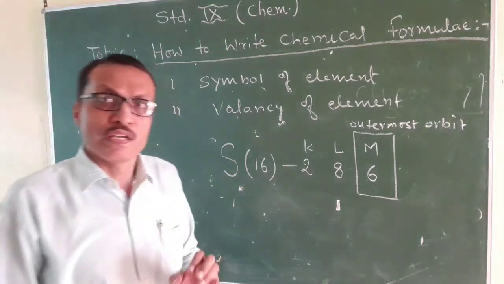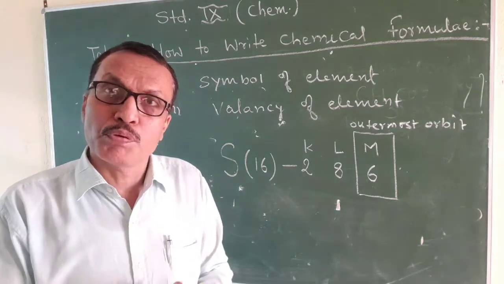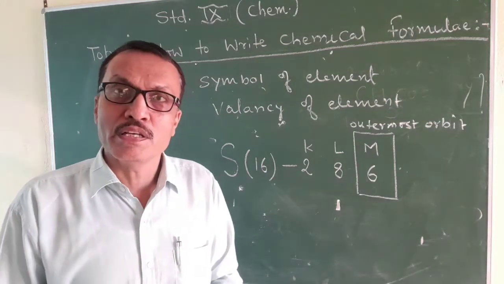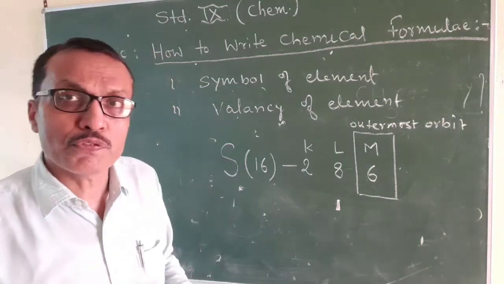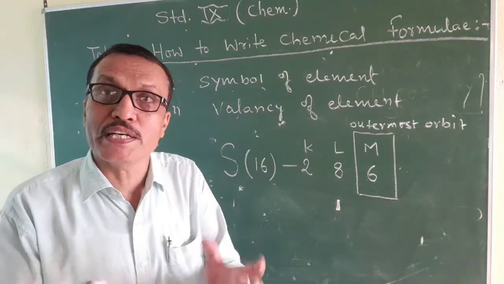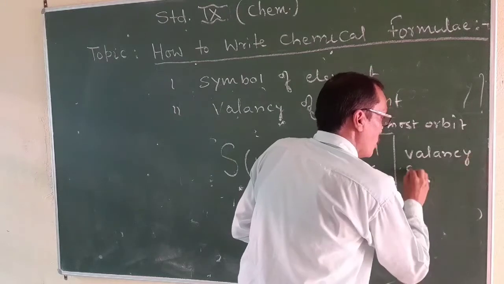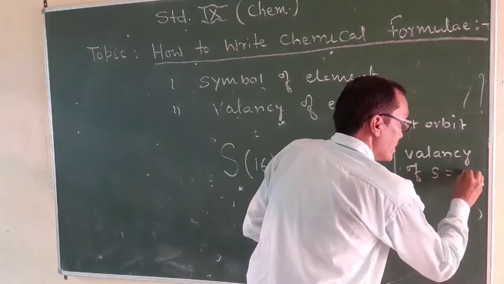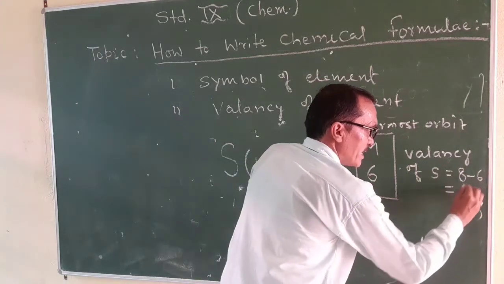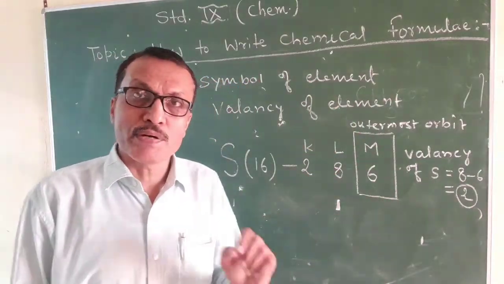Students, if in the outermost orbit there are more than 4 electrons, then to know the valency, you have to subtract the valence electrons from 8. So here the valency of S will be 8 minus the valence electrons, that is 6. 8 minus 6 equals 2. So the valency of sulfur is 2.